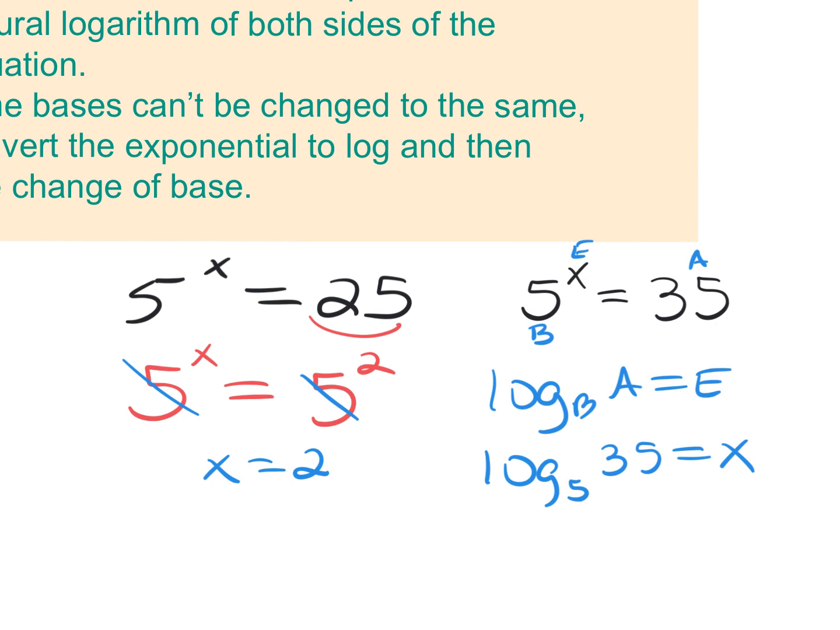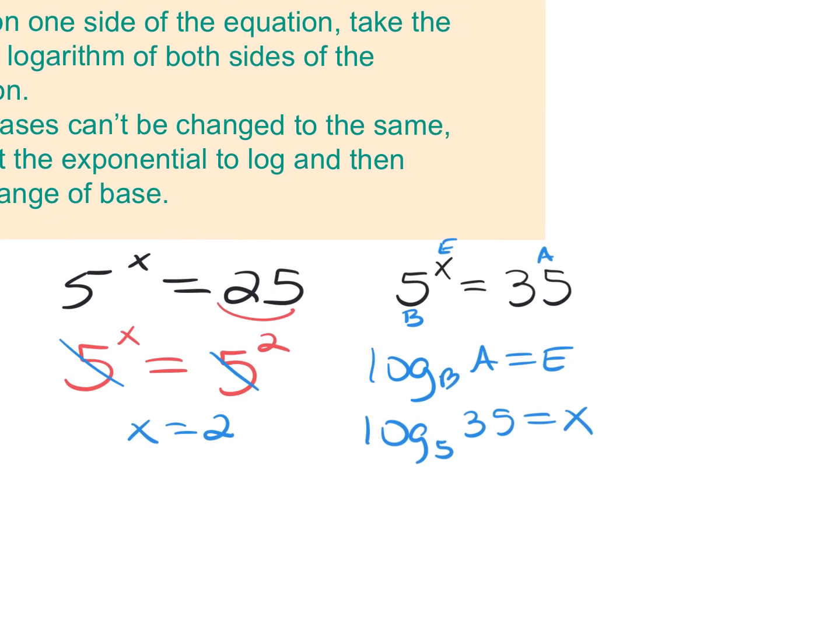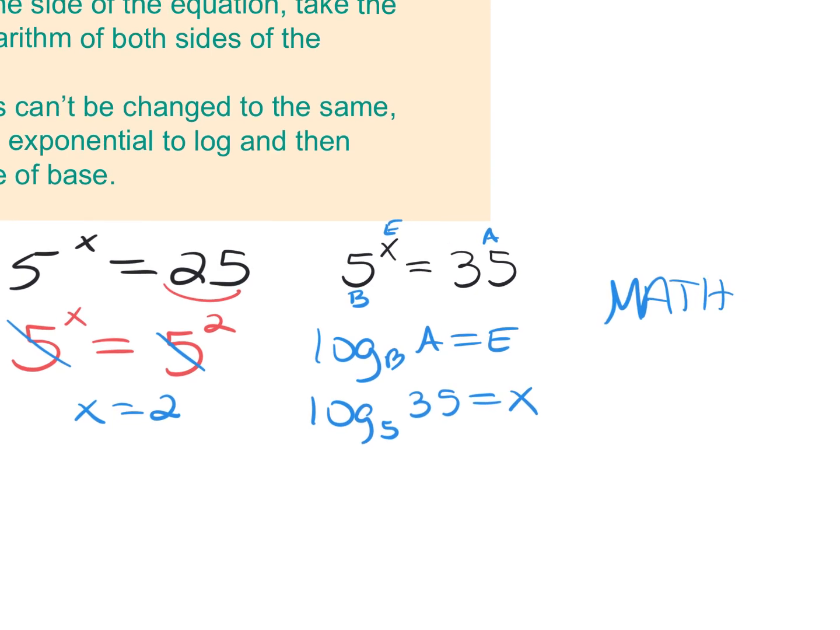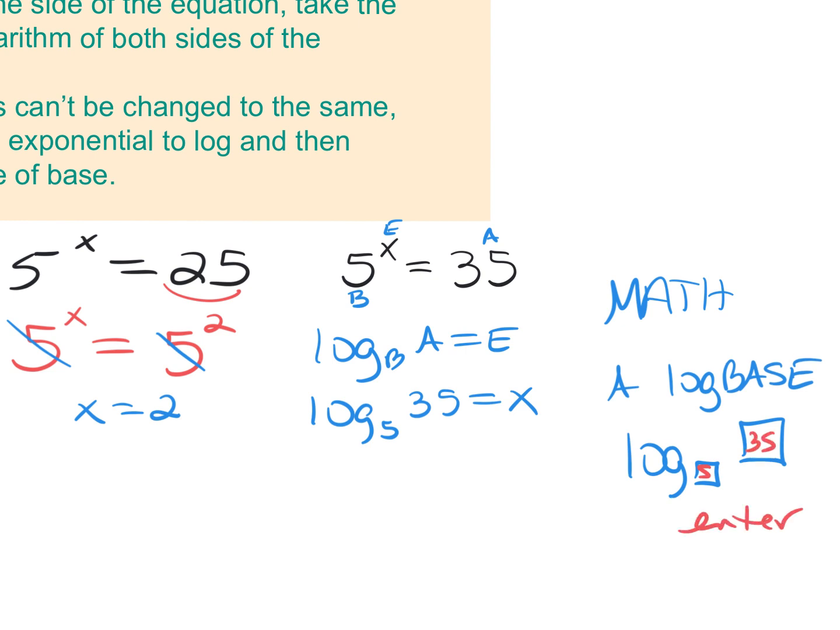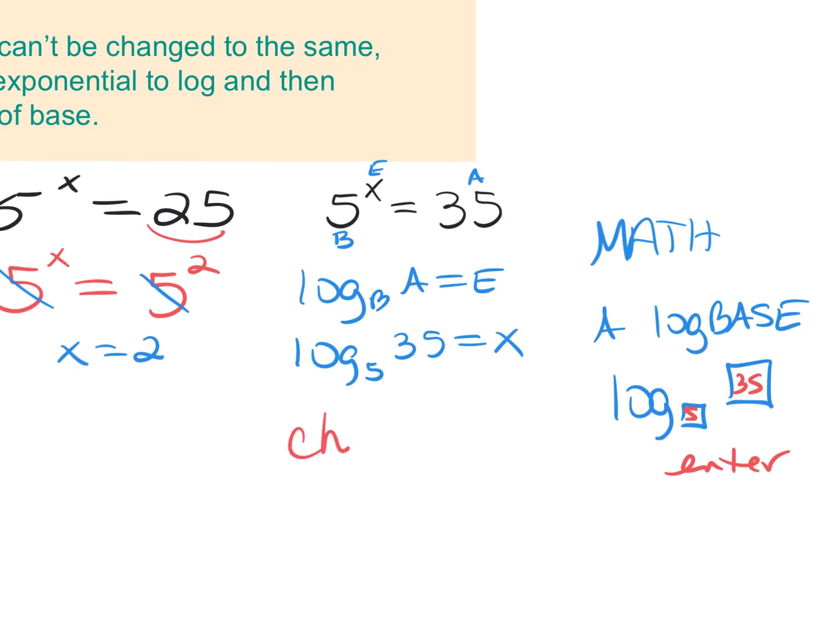So you would get out your handy dandy calculator, and if you have the newer calculator, remember, you're going to scroll down on my calculator. It's option A, and it has the word log base, and then it would open up log with a little box and another little box, and then you would fill in the 5 and the 35, hit enter, and it'll give you the answer. If you have the older calculator, you're going to use the change of base and be able to recognize the change of base on the non-calculator quiz.